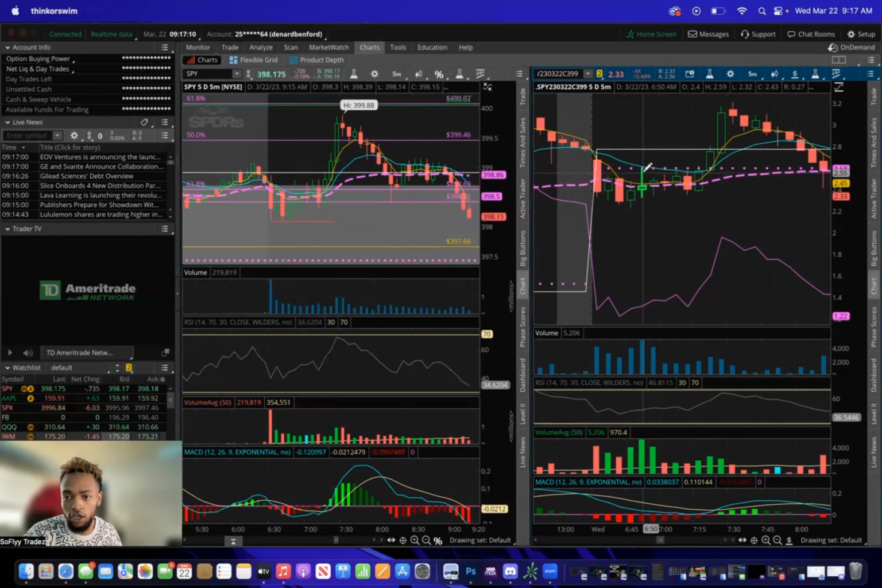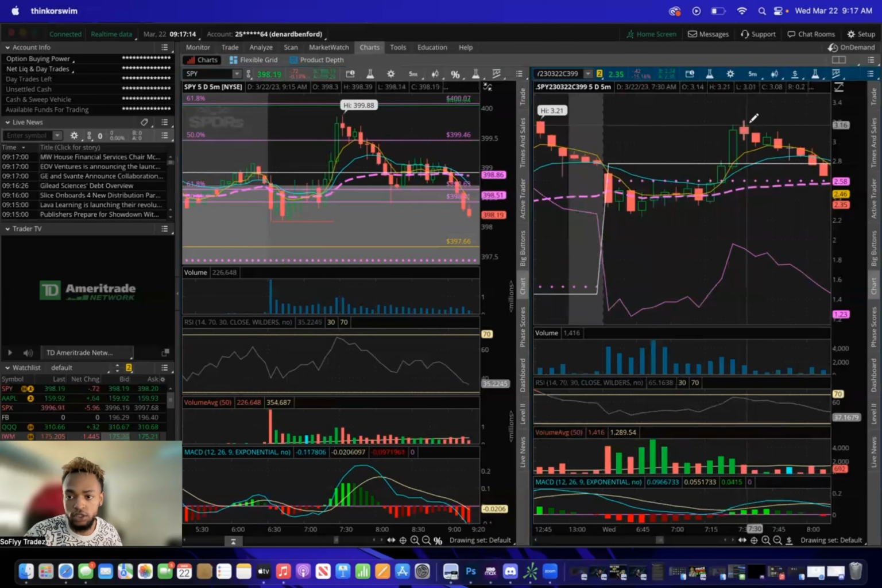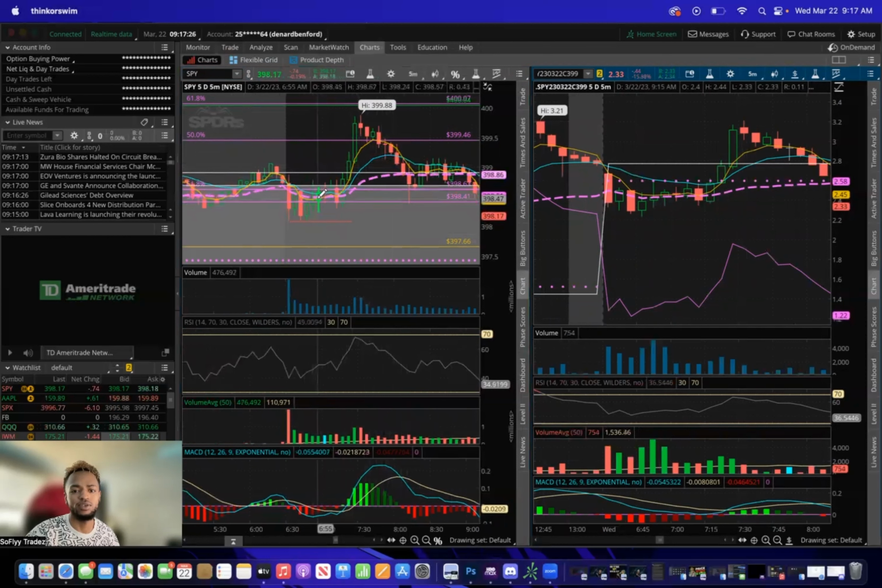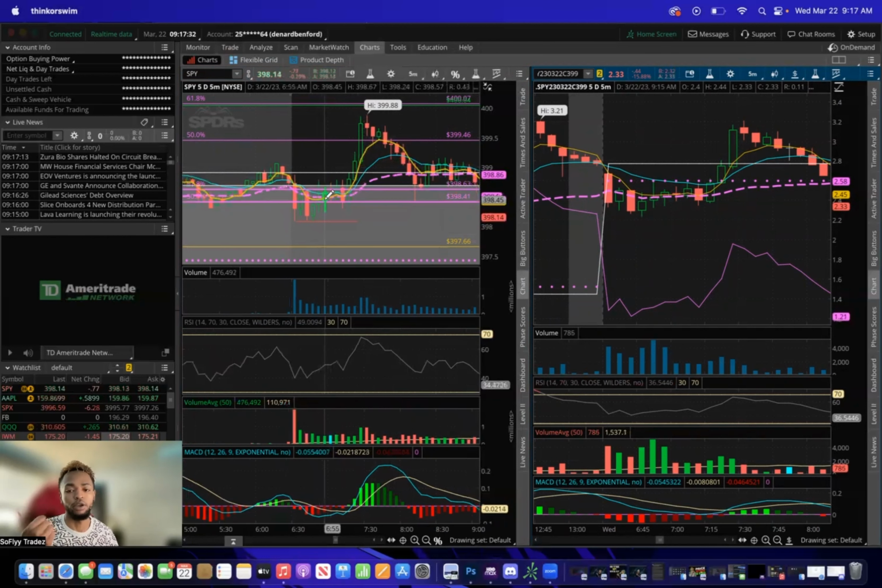Long story short, I bought my contracts right here at 255, and they went to a high of $320 for one contract. So I held through some slight drawdown. It wasn't really too much drawdown. It was just slight. Simply because I had all these confluences from pre-market, the higher lows signaling strength, SPX.